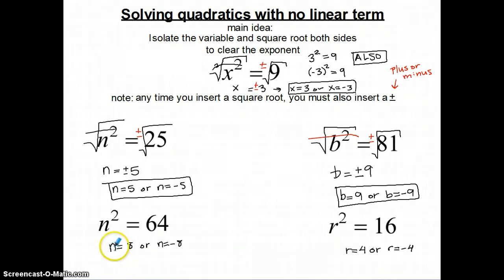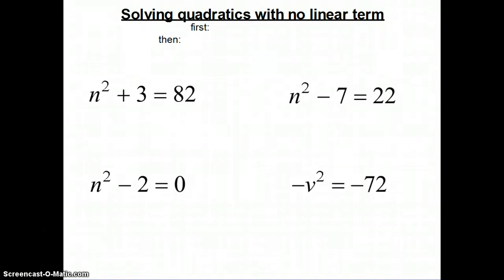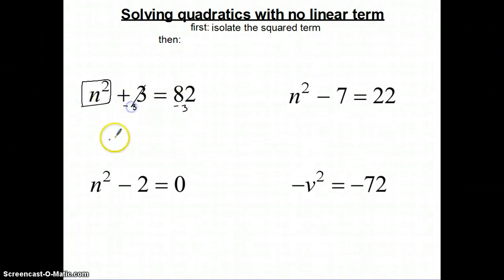You should have from the first n equaling 8 or -8, and from the second r equals 4 or -4. We're going to advance this just a little bit more. Now we have more going on, and that exponent is not necessarily by itself. So first what we're going to do is isolate the squared term. To isolate this squared term, I'm going to subtract 3 from both sides. When I subtract 3, I find that n squared equals 79.